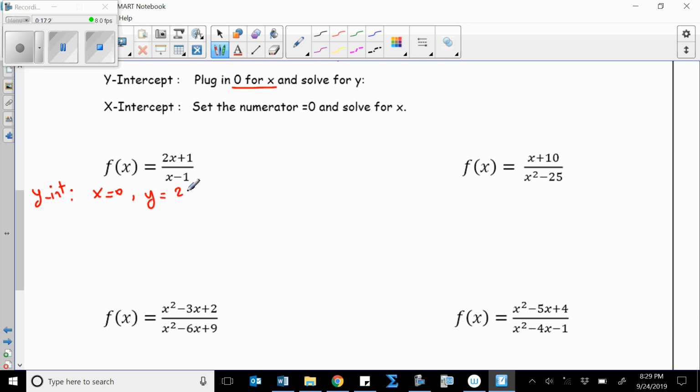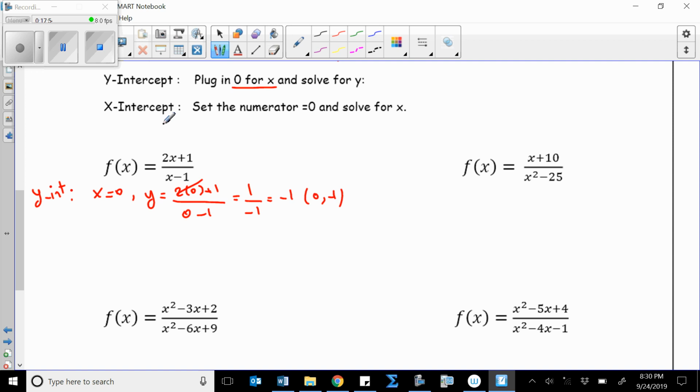So this will be 2 times 0 plus 1, over 0 minus 1. Wherever you see an x, you're going to plug 0 for that x. 2 times 0 is just 0. 0 plus 1 is 1. 0 minus 1 is negative 1. And 1 over negative 1 is negative 1. So your y-intercept is (0, negative 1).